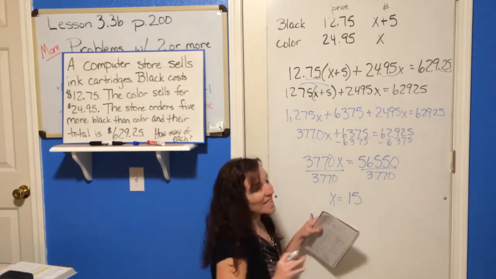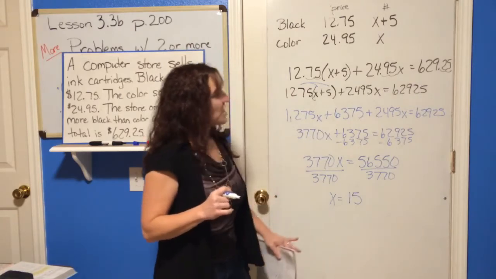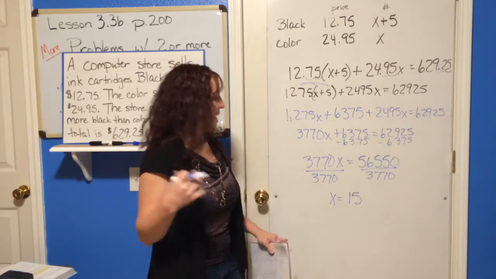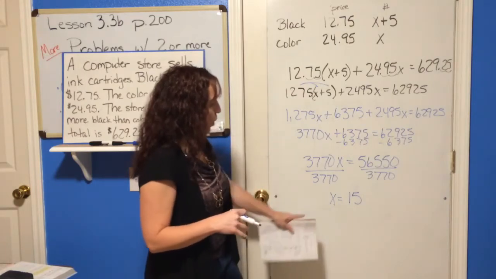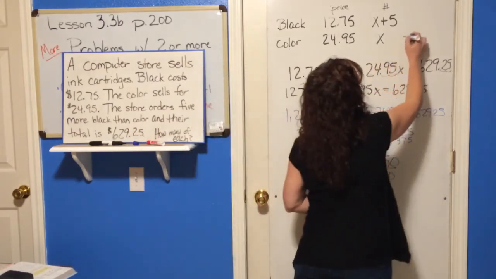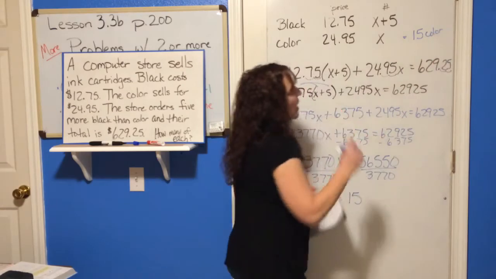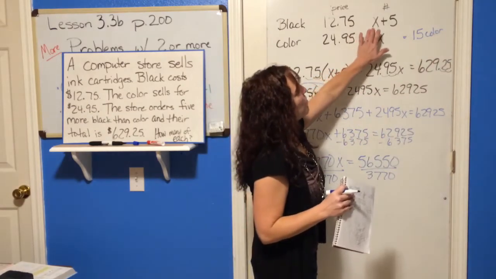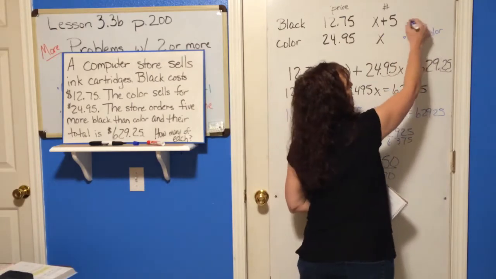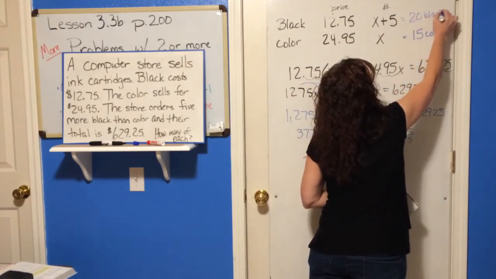Okay, so once again, just like we did in the past lesson, x is 15, well, that's fine and dandy. Now we've got to translate that and say, well, what does that mean? That means we purchased in this order 15 color cartridges. And then it says we ordered 5 more of the black, so you just add 5 onto the 15 that we had here. So we got 20 black cartridges.